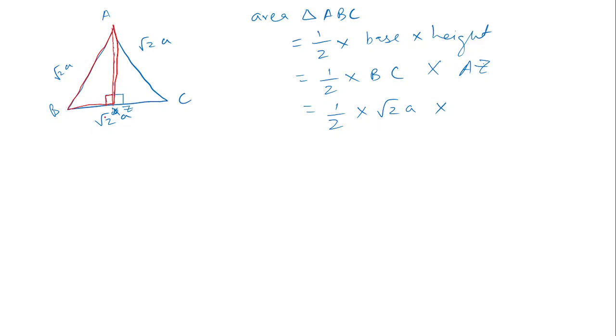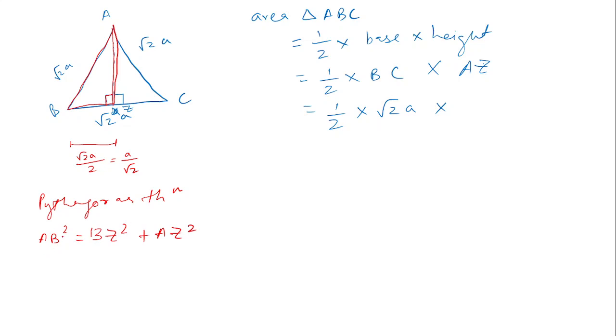If this whole length BC is root 2a, then this length BZ will be half of it, root 2a by 2. That means a by root 2. Now we have a right angle triangle. That means we can use the Pythagoras theorem for a right angle triangle, in which the square of the hypotenuse is equal to the sum of the squares of the other two sides. That means AB square is equal to BZ square plus AZ square.